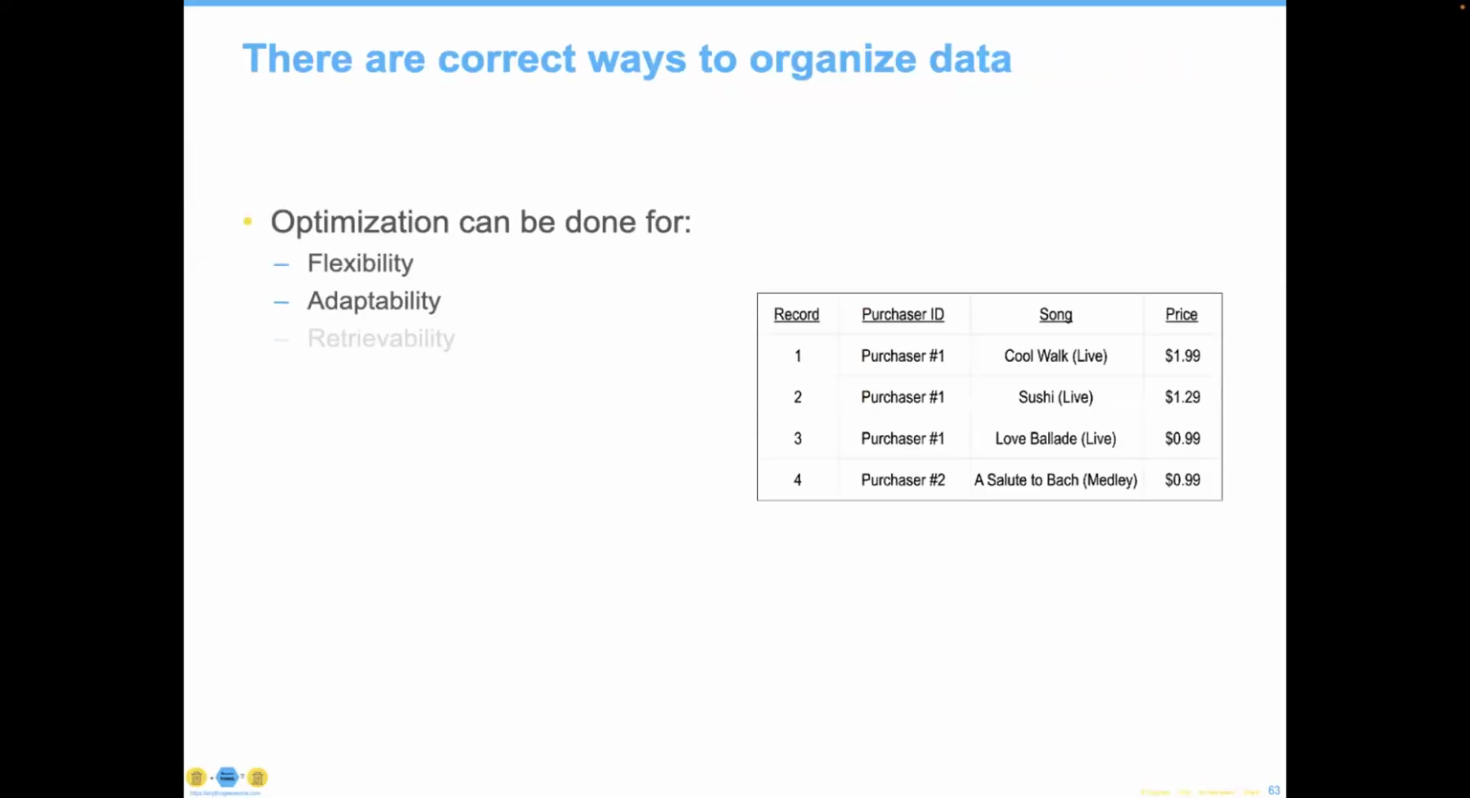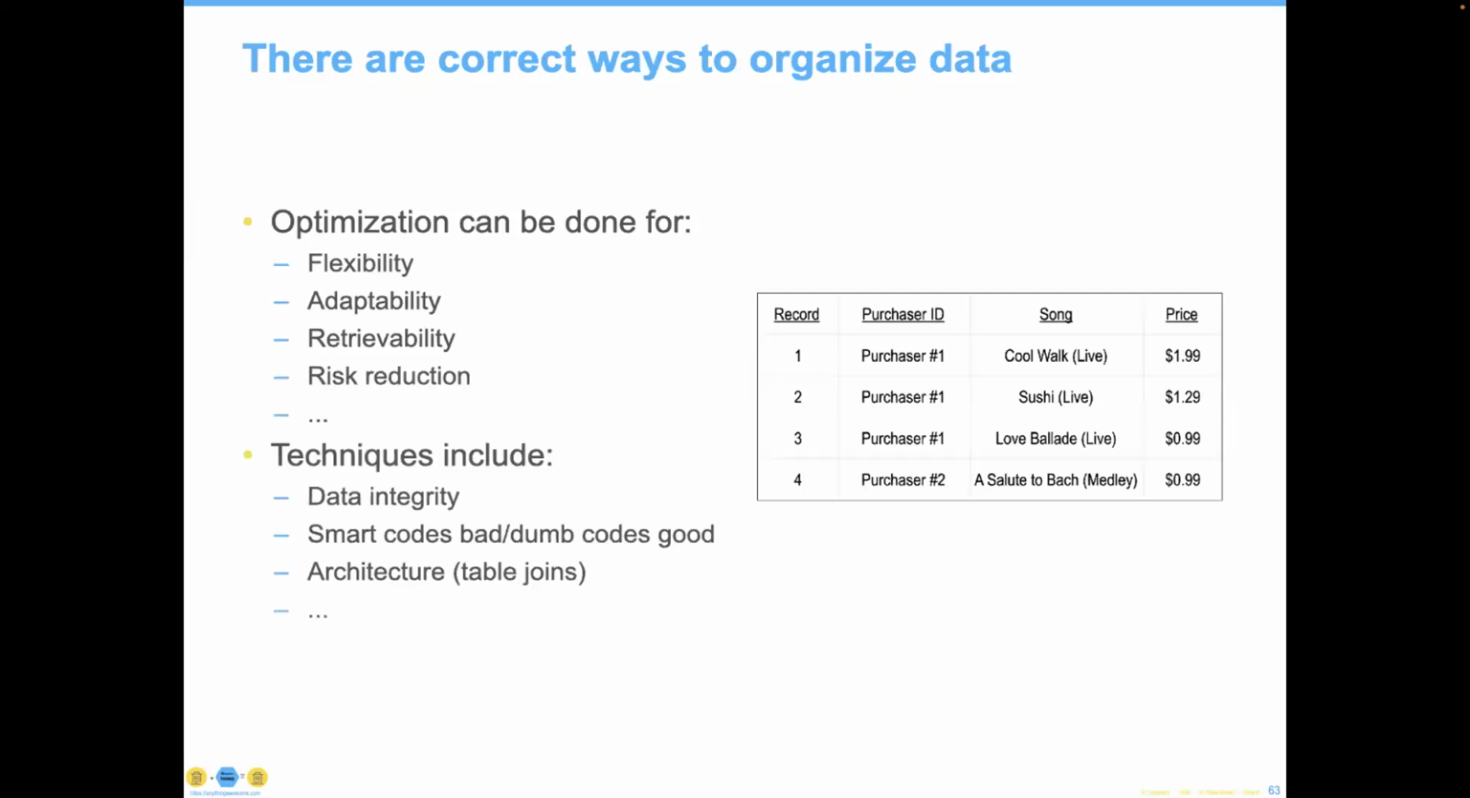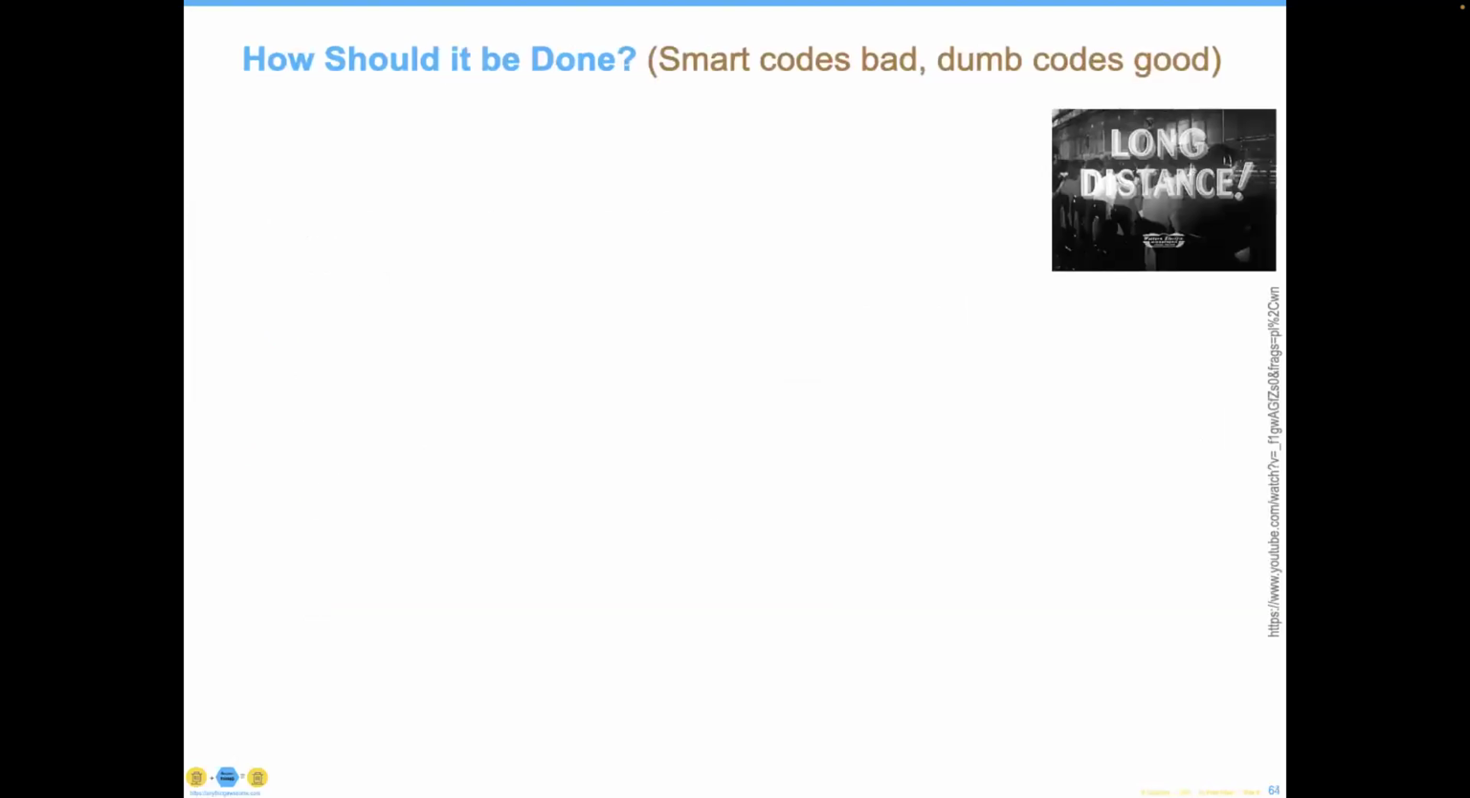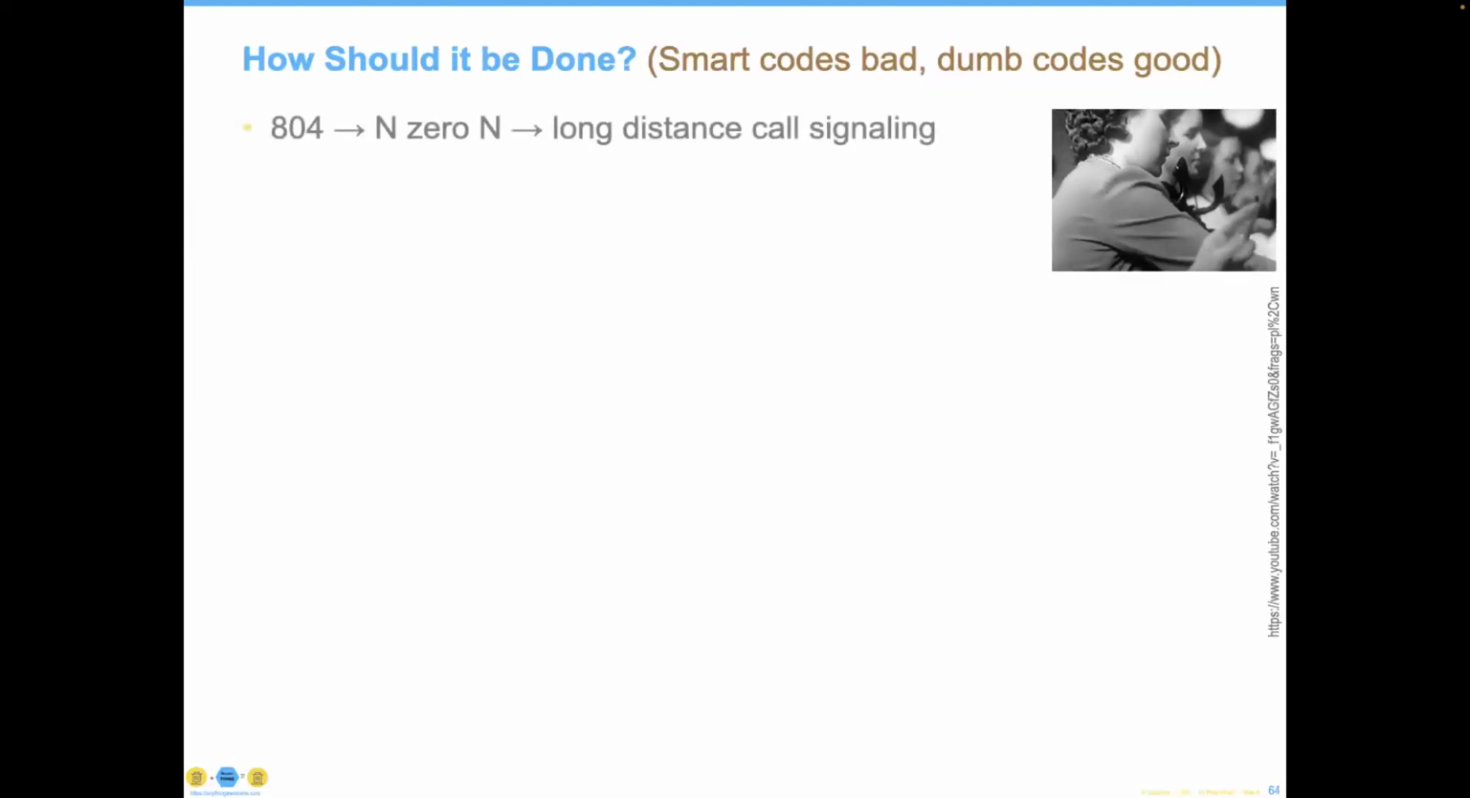Sorry, I skipped the next page too quickly on that. There we go. And again, table joins will be our last one. So let's just start out with smart codes bad, dumb codes good, just to give you an example. First of all, I'll apologize for this, but it was so bad I thought I had to show it. This was an advertisement that the Bell system used to tell us. And the reason, well, let me play it for you first.